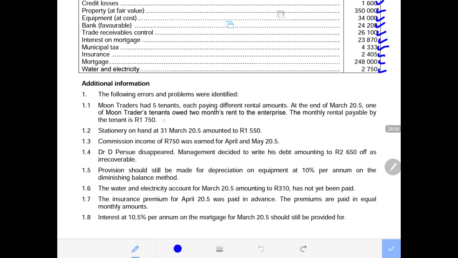So in other words, 3,500 is not received yet. That means it is accrued. It is accrued income. Income not yet received. Remember, I recorded a video on the accruals. That video is very important because it unpacks all these accrual bases. Now 3,500 is not yet received, meaning it is accrued rent.